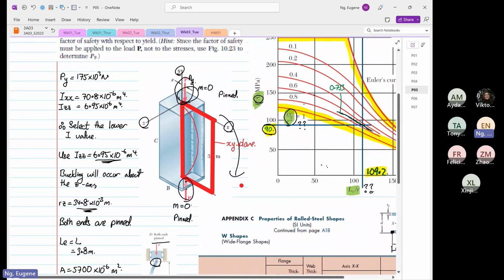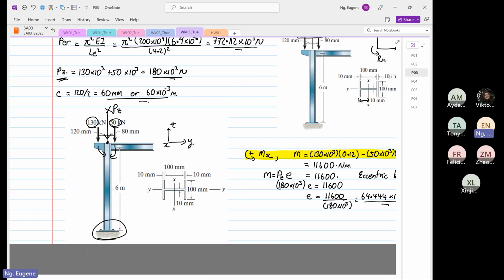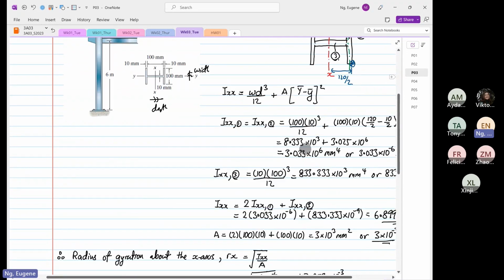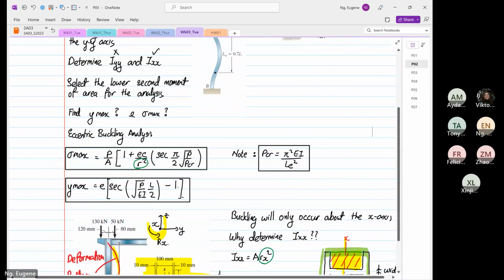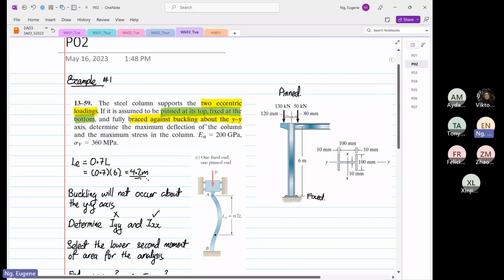So for this question, the I value or which axis buckling will occur was not mentioned, unlike the previous example. The previous example highlighted that the buckling will not occur on the YY axis. It did tell you. In this current example that we're doing, it's not.